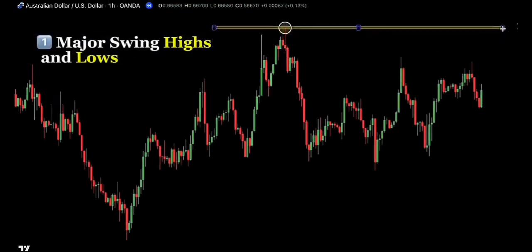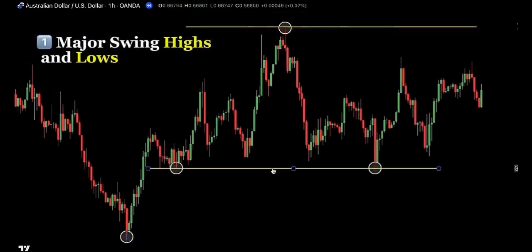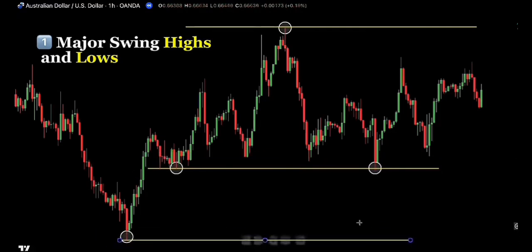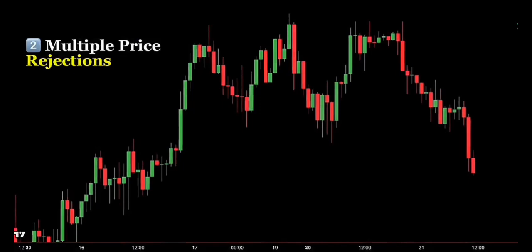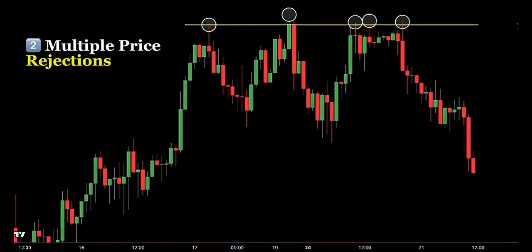Major swing highs and lows. We start by identifying the extreme turning points in the market, the highest and lowest price levels that have been reached recently. These are key areas where price has reversed in the past and could react again. Multiple price rejections. The more times price has bounced off a level, the stronger it becomes. A level that has been tested multiple times without breaking is a clear sign of strong support or resistance.